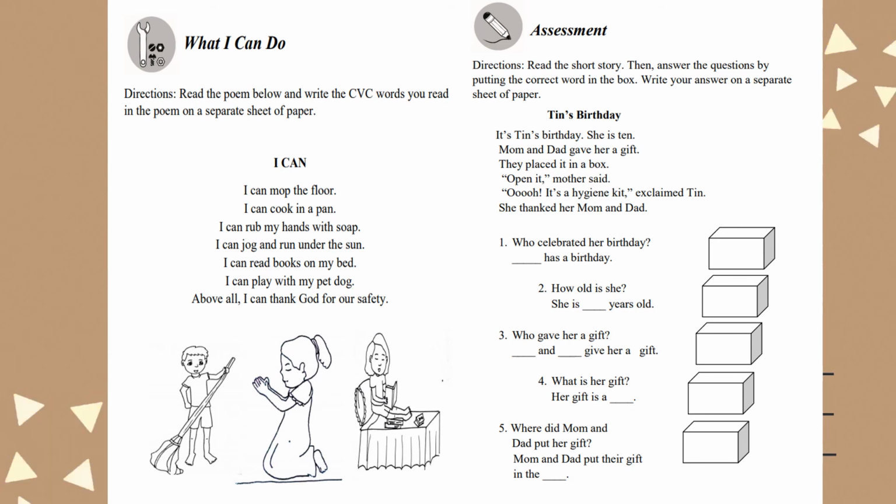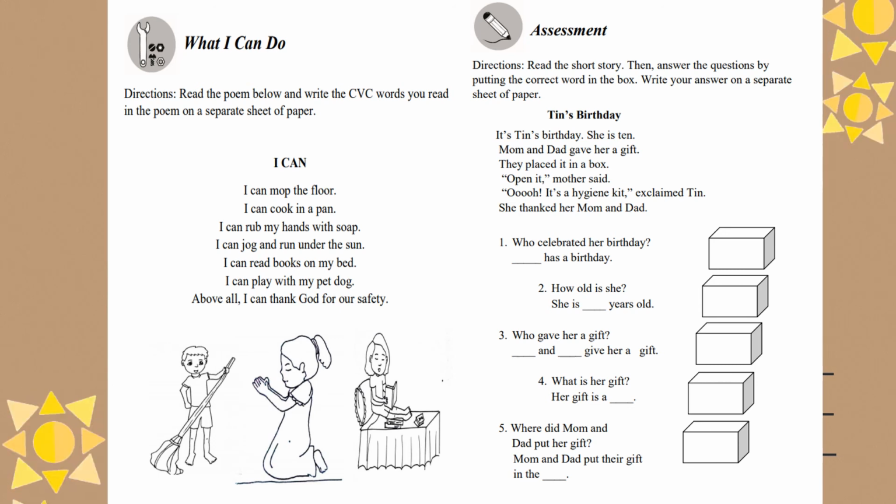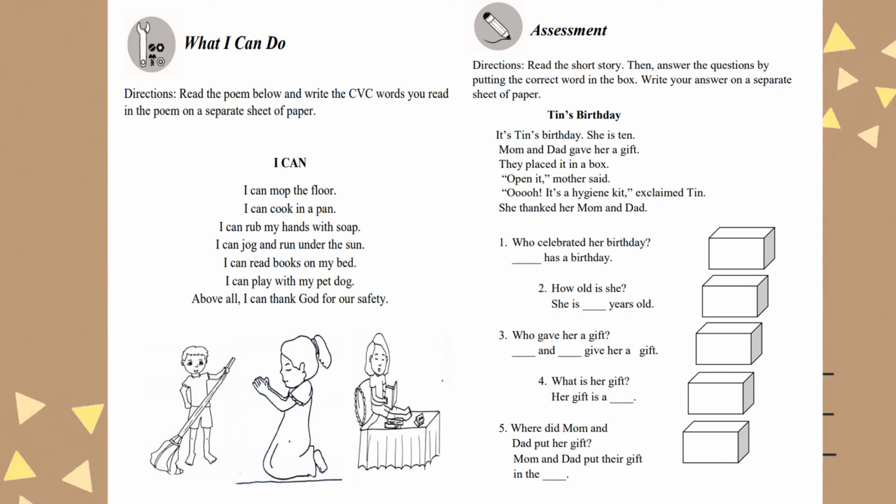And for the assessment, read the short story, then answer the questions by putting the correct word in the box. Write your answer on a separate sheet of paper. Let's read it together. Tin's birthday. It's Tin's birthday. She is 10. Mom and Dad gave her a gift. They placed it in a box. Open it, Mother said. Oh, it's a hygiene kit, exclaimed Tin. She thanked her mom and dad.